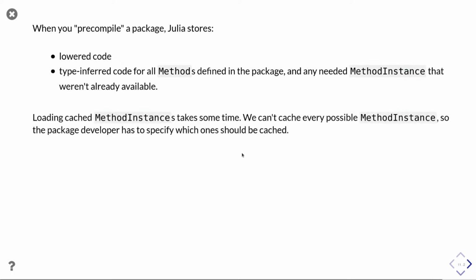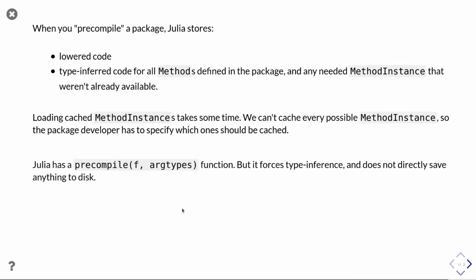Now, Julia isn't going to do this exhaustively, just because there's no real way to cache a method instance for every possible type, even in principle. And if you tried, it would actually slow things down, because there would be many theoretically possible method instances that you could cache. So in the end, the developer of the package really has to do something to specify which method instances with type inferred code should be cached in the file. And there are really two ways of doing that.